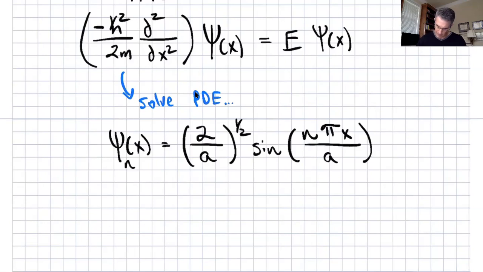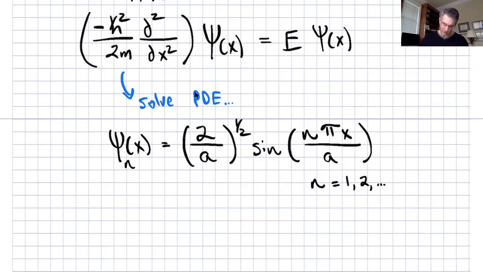Where now n can only have integer values, 1, 2, and so on, right? So n is only allowed to be an integer, in the way the math works out when you solve that equation. Okay, now here's the really interesting thing.